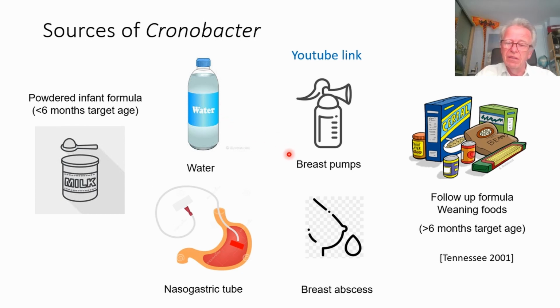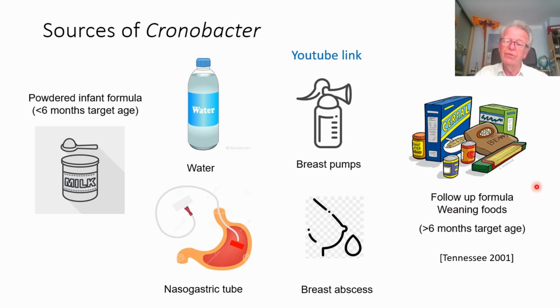We find it in breast pumps, and I've already done a YouTube on the isolation of Cronobacter sakazakii and a link to a clinical isolate from breast pumps. People often forget that the type strain of Cronobacter malonaticus was isolated from a breast abscess. And then we do have Cronobacter found in follow-up formulas and weaning foods.